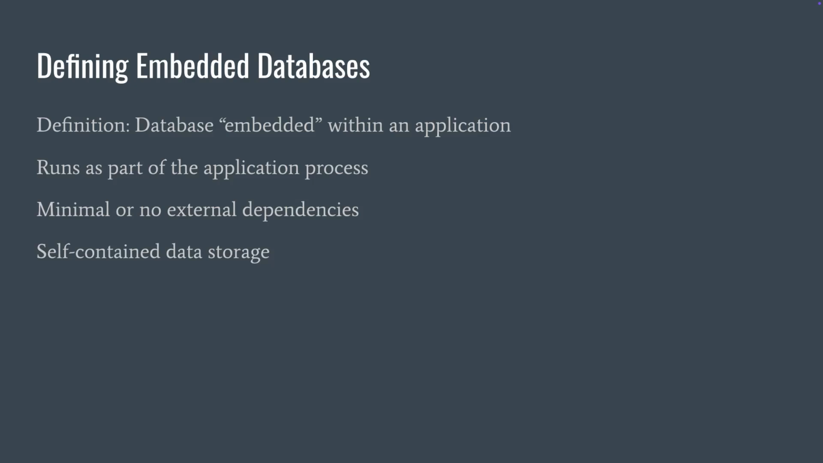To give you an example, in the case of SQLite, the entire database engine is contained in a single library that can be compiled directly into your application. This self-contained nature is one of the main advantages, particularly in mobile or embedded device scenarios, because it simplifies both deployment and maintenance.